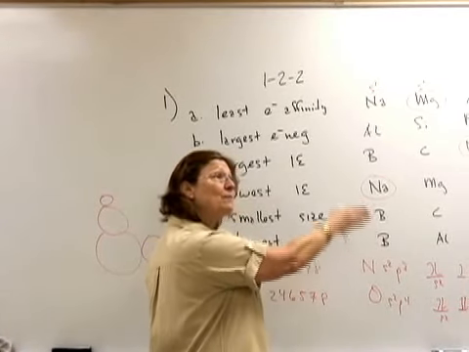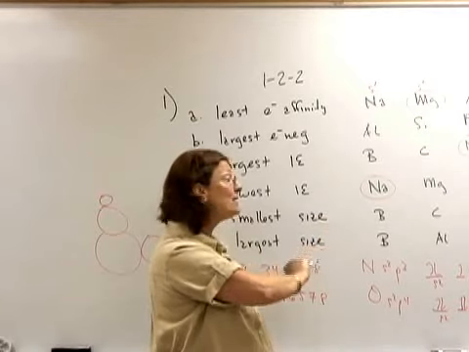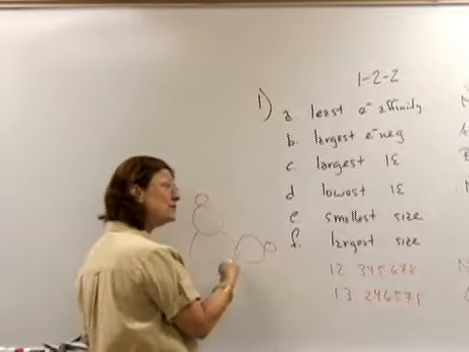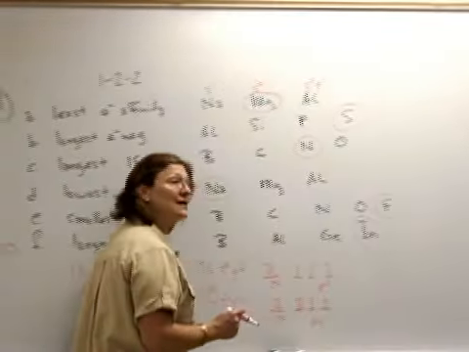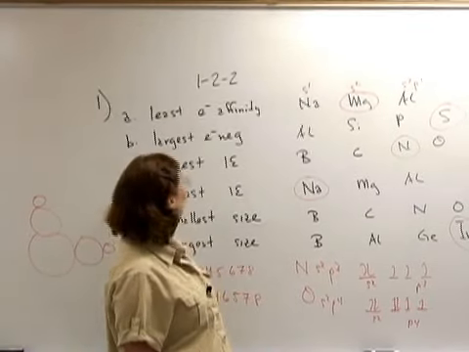Then we want the largest size. When I look here, I'm going down the column: boron, aluminum, germanium, and indium. Its size increases as I go down, and therefore the largest size will be the indium. And that's how you do number 1.